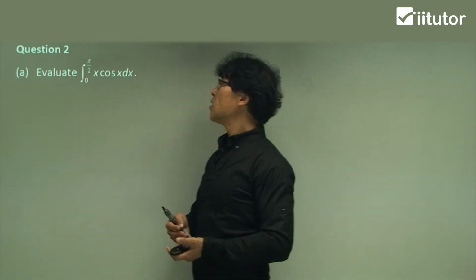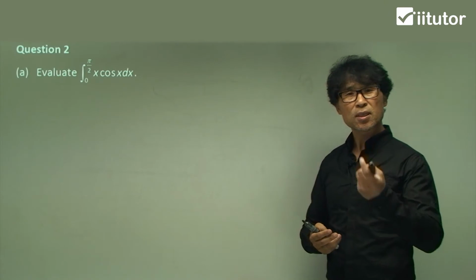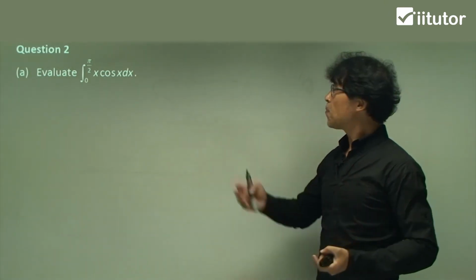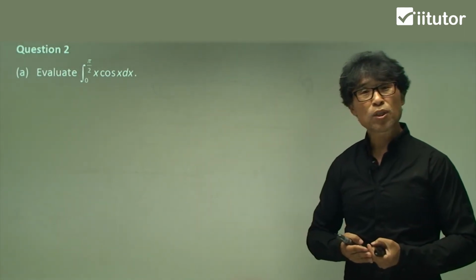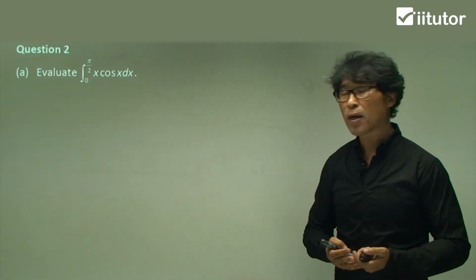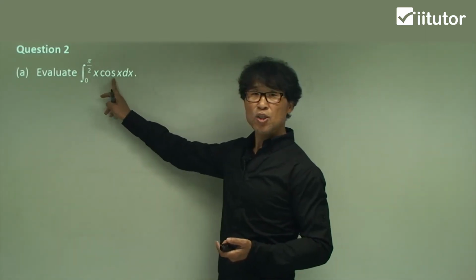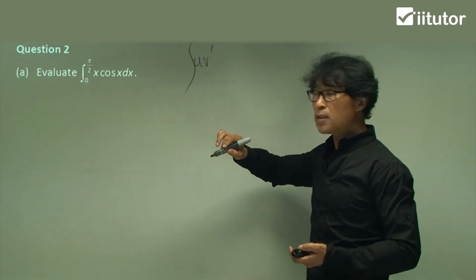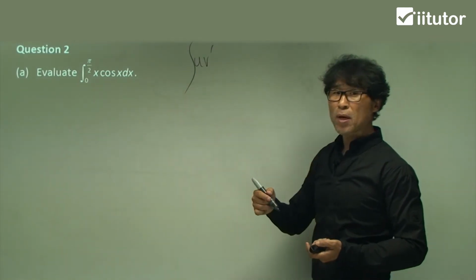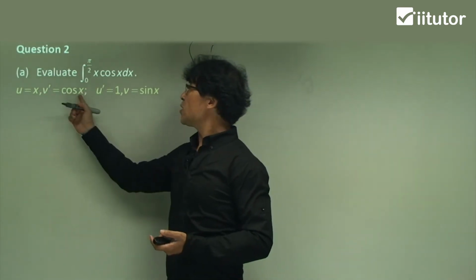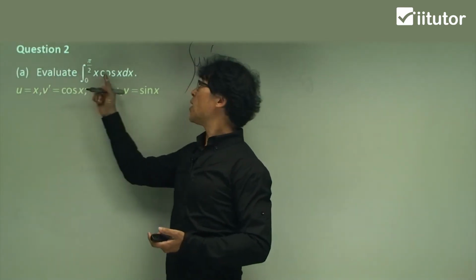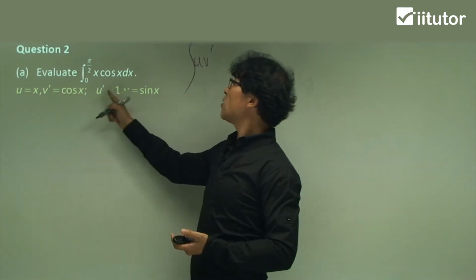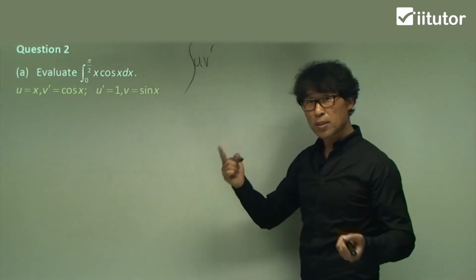Evaluate this: x times cos x. How do you start the integration? Can anyone tell me? Yes, it is a good candidate for integration by parts. So we use u v dash. Assume x is u and cos x is v dash. Differentiate: u dash is 1. Integrate: v is sin x. So we have a good setup.